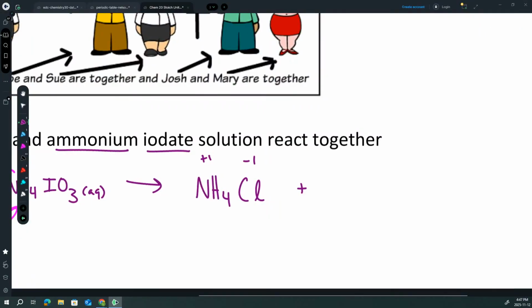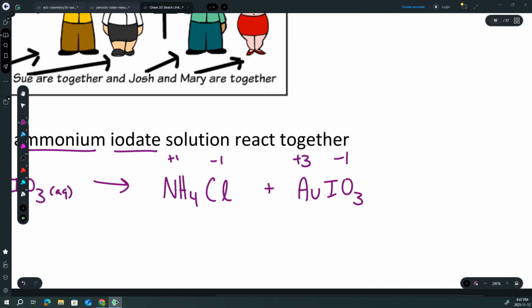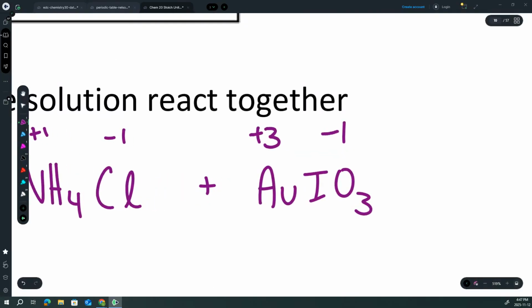Okay, gold is gonna be dancing with iodate here. So gold, we were told, has a 3+ charge. Iodate has a -1 charge. So we know 3 minus 1 does not equal 0. We got to do crisscross applesauce. Because this 3 is going to go behind a polyatomic ion, we need to put brackets here. All right, that is balanced.